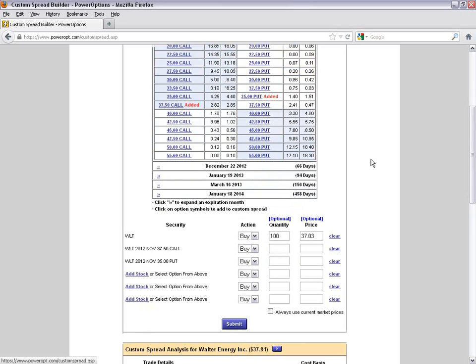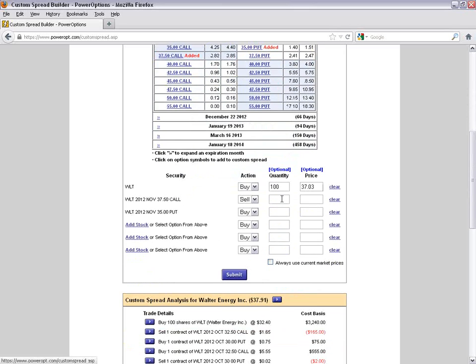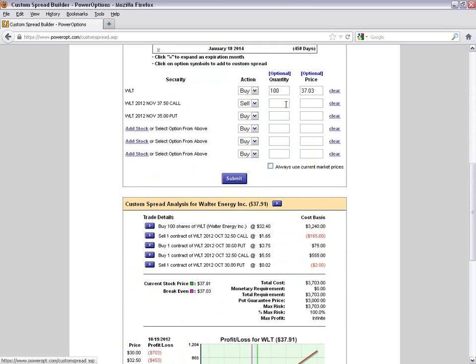Now, before I hit submit, I've got to make my adjustments here. So I come back down here. We're going to sell 37.5 call, 1 contract, buy the 35 put, 1 contract. But before I do that, what do I have to remember? What do I have to go back and remember?